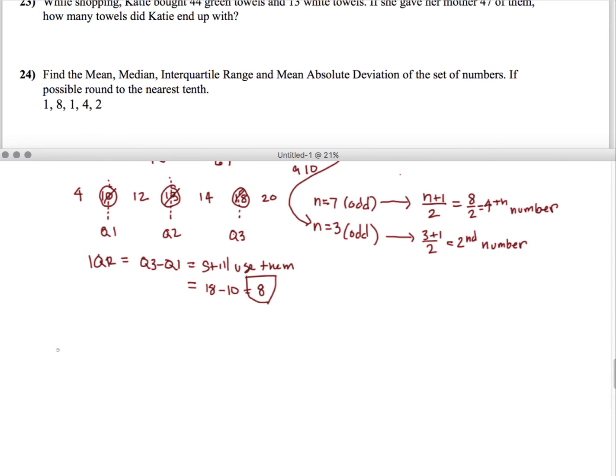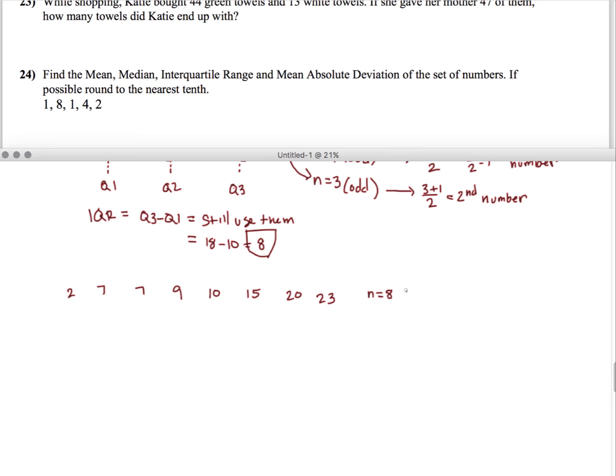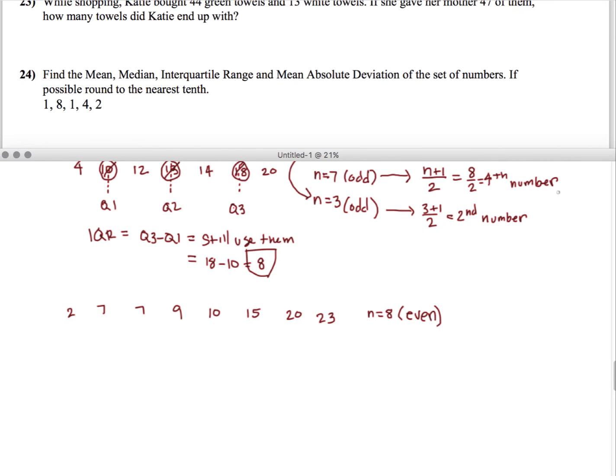So let's try it again. This time we're going to do it with evens. Okay, so now we've got 2, 7, 7, 9, 10, 15, 20, and 23. That is going to be 8. Okay, and that means that we've got even, and 8 plus 1 over 2. It's going to be 9 over 2, or 4.5.